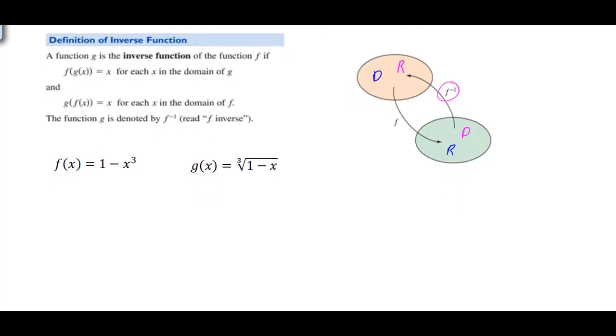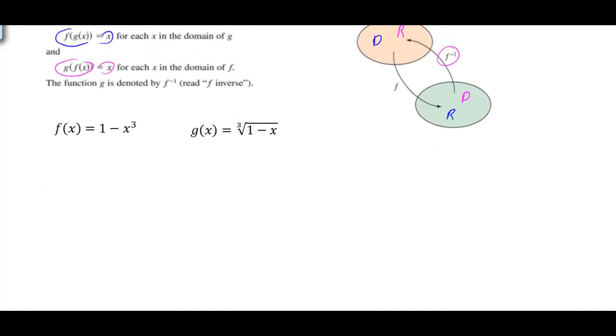So to look at an example of how we can verify algebraically that two functions are inverses, all we have to do is verify that f of g of x equals x, and we need to verify that g of f of x also equals x. So if we start out by looking at the two given functions here below, f of x equals 1 minus x cubed, g of x equals the cube root of 1 minus x, we can verify whether or not they are inverses. So we need to find f of g of x.